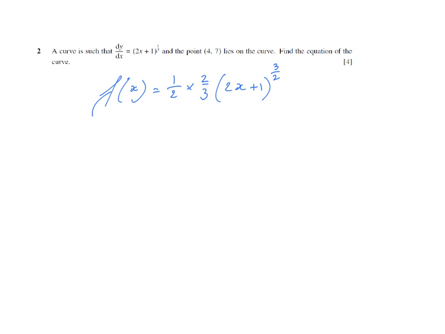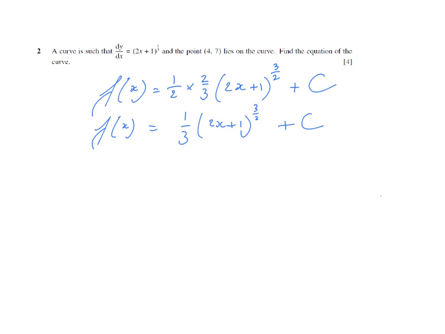I'll have to simplify that, but I have to say there plus c, because there could be this, or plus k, there could be this constant there at the end, which cancels out if you find a derivative. Okay, so let me simplify that. f(x) equals 2 over 6, so 1 over 3, (2x plus 1) to the power 3 over 2 plus c.